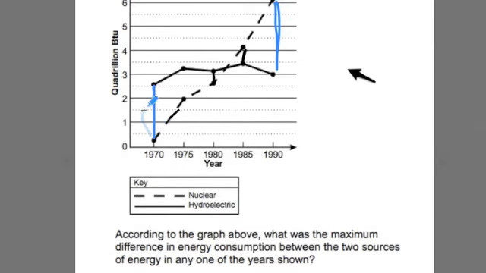This is about 1, maybe 2 BTUs, or whatever a BTU is, of quadrillion BTUs. It's about 2. What about this one? This is 1, 2, 3, 3 plus. So I'll do 3 plus here. And this one right here is maybe about 2, maybe 2 plus. This one, this is really the greatest, maximum difference. And that happened in 1990 between nuclear and hydroelectric.